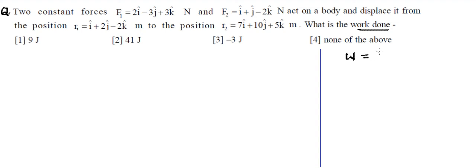Now the work done definition, you can remember F dot R. This is the definition of work done. This definition is used only when this F is a constant. They are saying the forces are constant. Since they are constant forces, the resultant is going to be constant. So this F is the net constant force, or total constant force, or resultant of constant forces. Net means resultant, that means the sum of all the given forces.